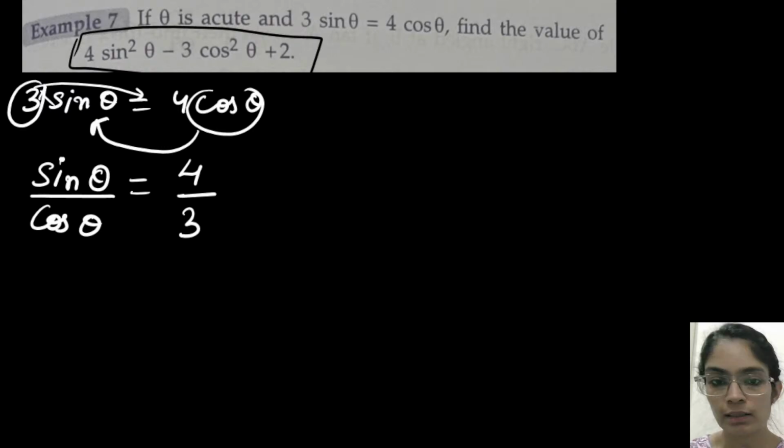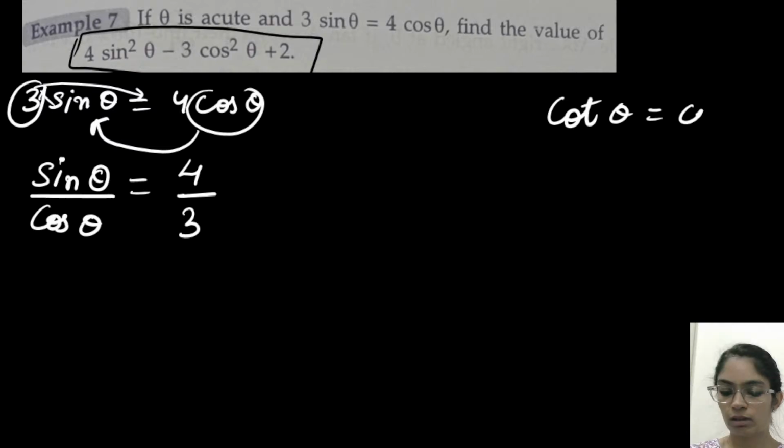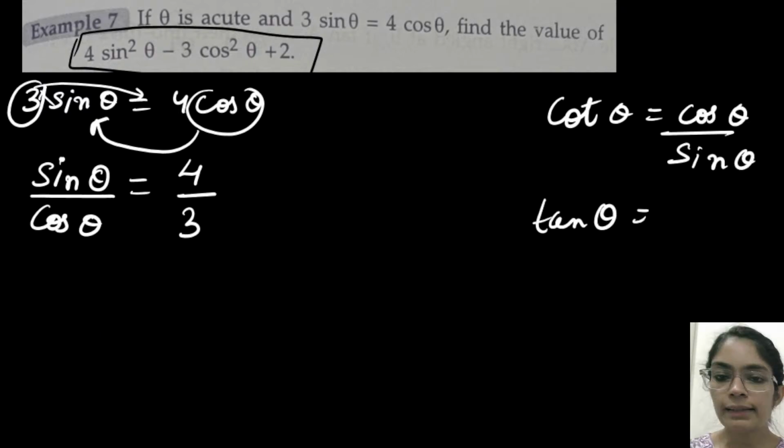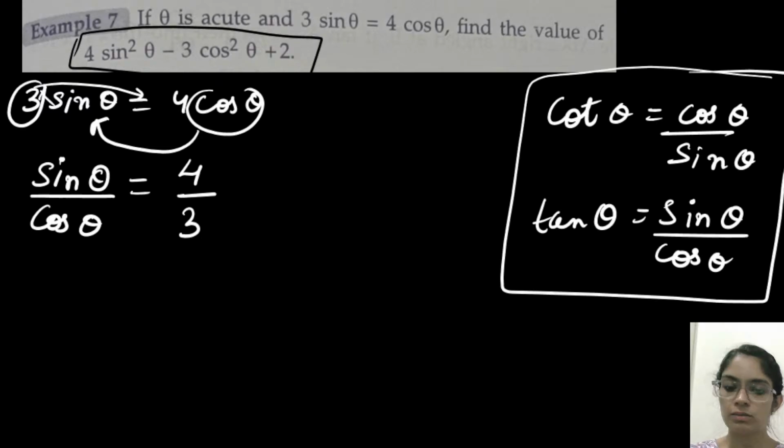And the quotient relation I told you when we were doing previous questions: cot theta is equal to cos theta by sin theta. That was the relation I told you. Cot theta and tan theta are reciprocal relations, so you also have to remember their quotient relations. Cot theta can be expressed in terms of sine and cos. In the same way tan theta can also be expressed: tan theta is equal to sine theta by cos theta. Apart from reciprocal relations, you can remember these two relations.